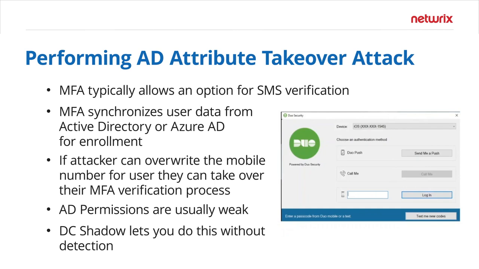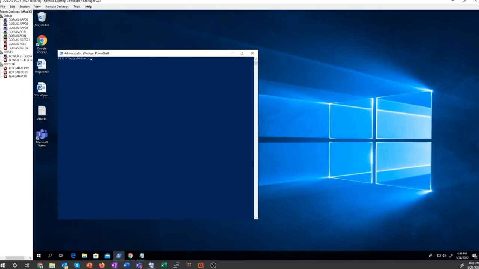However, many of these MFA providers synchronize information from Active Directory or other identity stores, and if the attacker is able to override the attributes there, they can then synchronize them to the MFA provider, put their own information in, intercept the prompts, bypass MFA, and then set things back the way they were. Oftentimes, AD permissions are left open, especially for users, so they can update their own information for self-service purposes. And if not, there are also more advanced ways like DC Shadow that let you make changes to Active Directory without detection because it's using replication to push a change into AD. So let's take a look at how this would work in our lab.